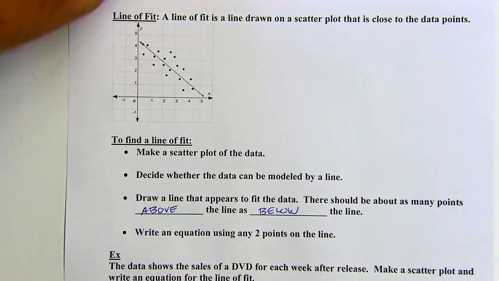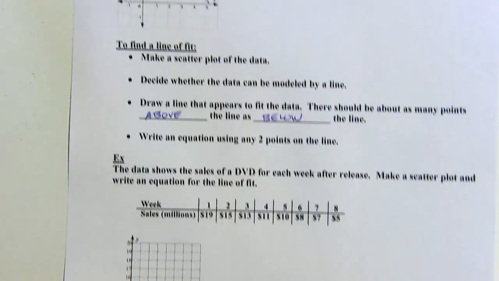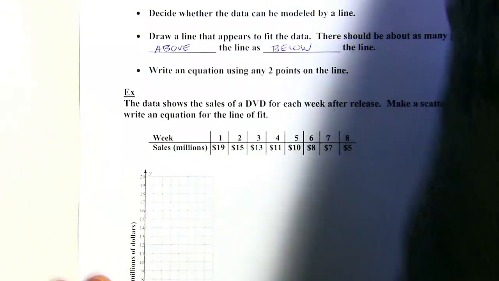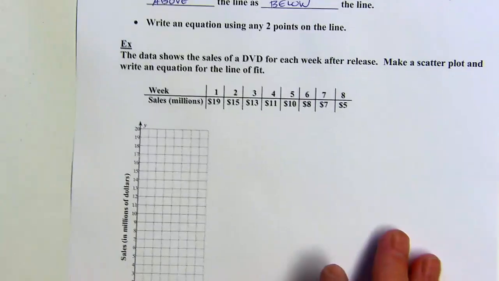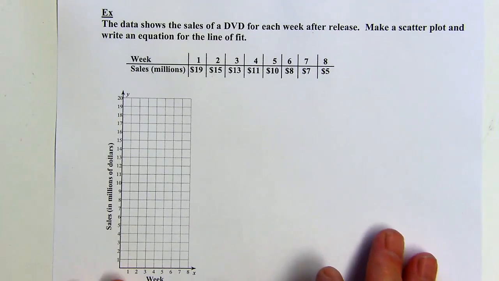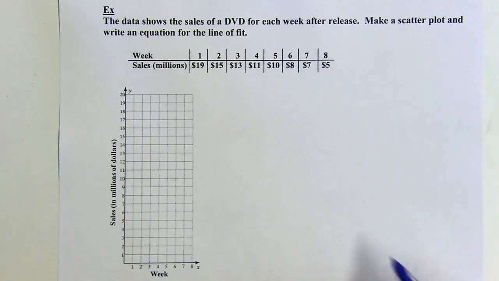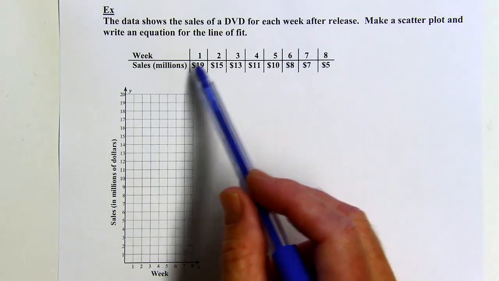Okay. So let's try this out with an example here. The data shows sales of a DVD for each week after release. We're going to make a scatter plot of the data and then also write an equation for the line of fit. Okay, so I'm just going to plot these points.